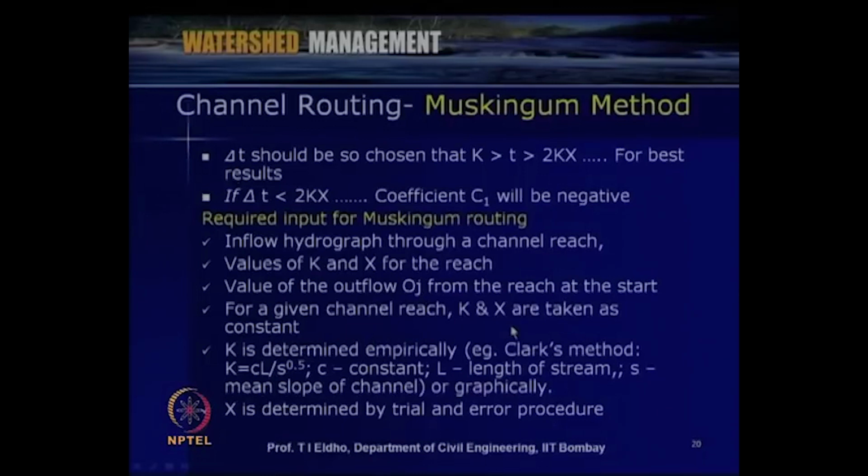For a given channel reach, k and x are taken as constants, and k is determined empirically. As I mentioned, we can determine k empirically like Clark's method, where k is equal to c into L divided by s to the power 0.5, where c is a constant, L is the length of stream, and s is the mean slope of the channel. Or k can also be determined for a given inflow outflow condition: we can plot a graph, and from that graph we can determine k. Generally x is determined by a trial and error procedure for the given channel reach. Once we know k and x, and the outflow is known at the initial time step, for the other time steps we can find the outflow and the storage using the Muskingum method.